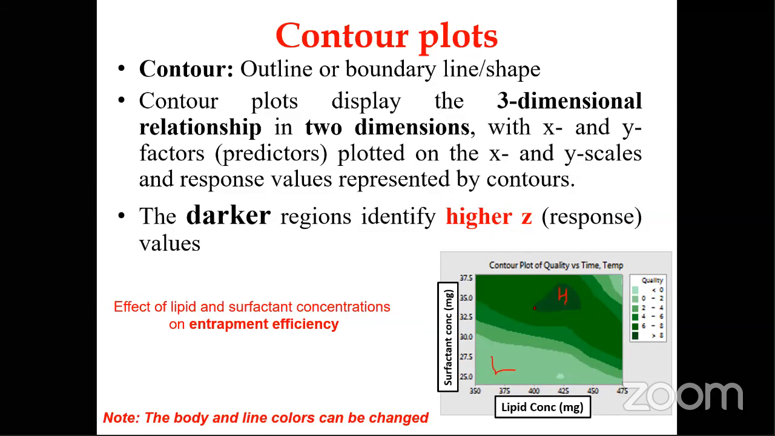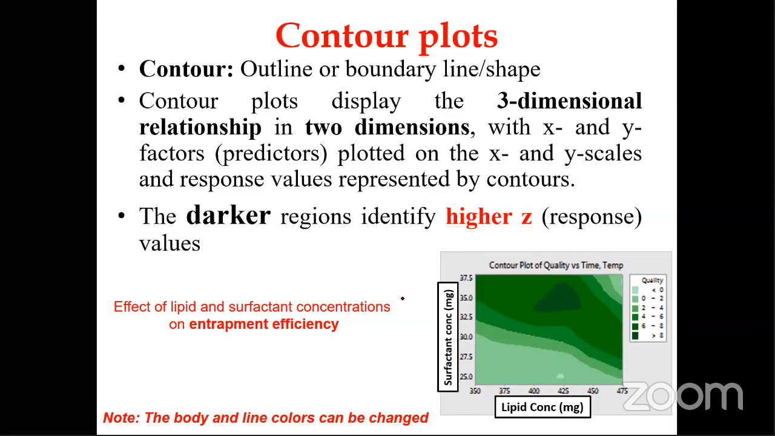Higher responses, darker regions; lower responses, lighter regions. That is the advantage. Even if you take dissolution as an example, this is croscarmellose sodium, this is magnesium stearate. Here the highest dissolution is 90%, whereas at the least concentration of excipient and surfactant, I can have only maybe 60% dissolution. So the boundary indicates the range of responses.